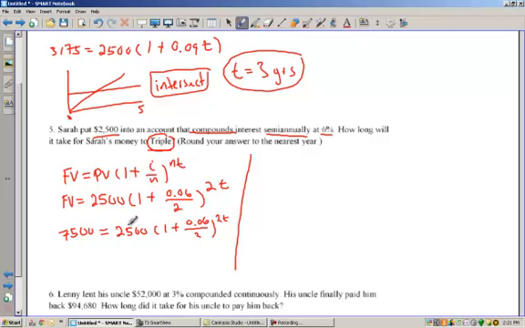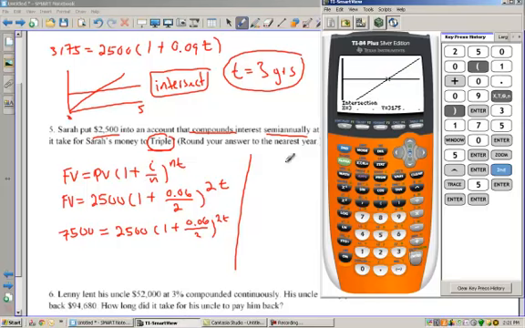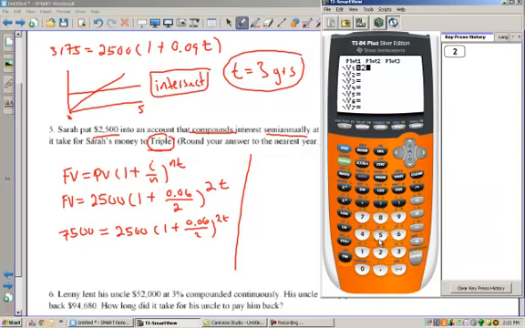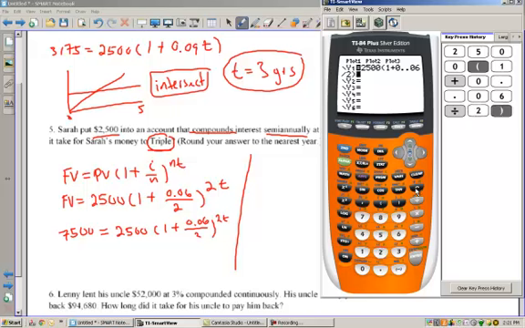So again, we're going to graph the right, graph the left, and intersect. So hit y equals, clear all this stuff out, and then plug in. So I have 2,500, left parenthesis, 1 plus 0.06 divided by 2, right parenthesis, then raise 2, and then make sure you put parentheses up here. So left parenthesis, 2 times x, right parenthesis. And then hit enter, and for y2 I put $7,500.